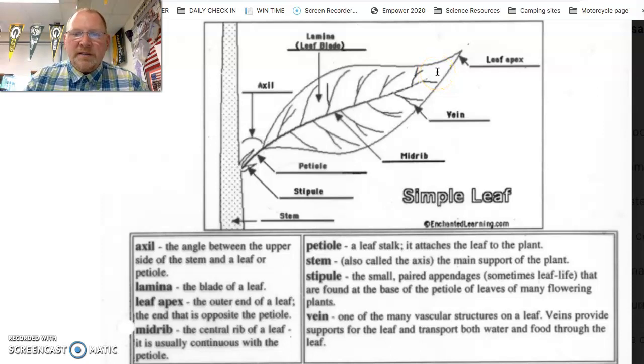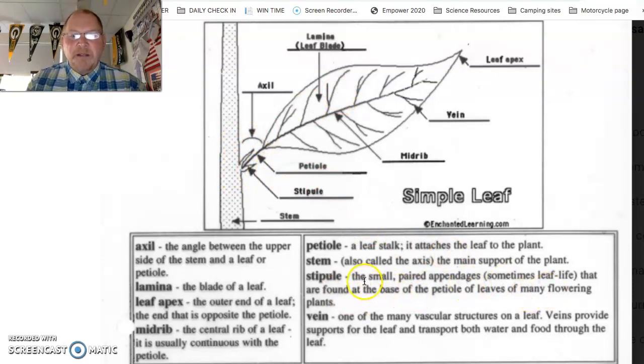The petiole is the leaf stalk. It attaches the leaf to the plant. The stem is also called the axis. It's the main support to the plant. So in a tree, that might be the trunk. It might be a branch of the tree. The stipule is the small paired appendages, the little appendages, sometimes leaf-like. They're found at the base of the petiole of many flowering plants.